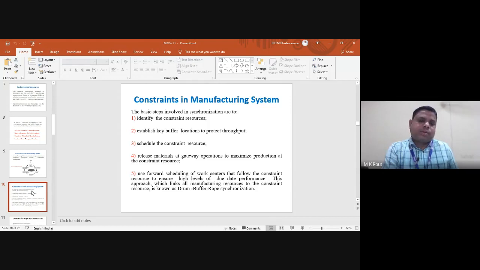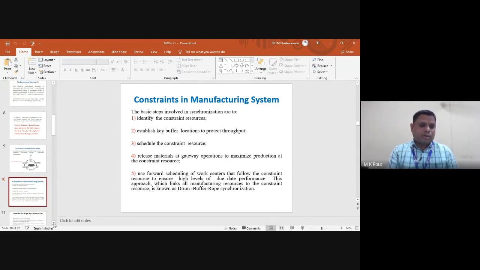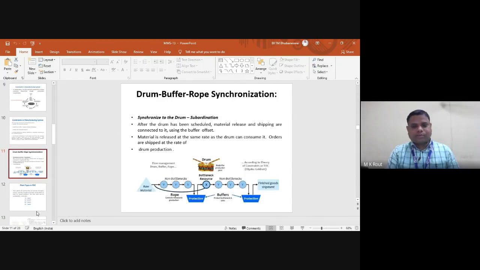So after the scheduled resources, the raw material should go directly to production, in which you can maximize your production. And finally, most companies are using forward scheduling of work centers that follow the constraint resources to ensure a high level of due date performance. So this approach is known as drum buffer rope synchronization. I will explain drum buffer rope synchronization here in this figure. As you know, this figure directly shows the different work centers, starting with what are known as non-bottleneck work centers.